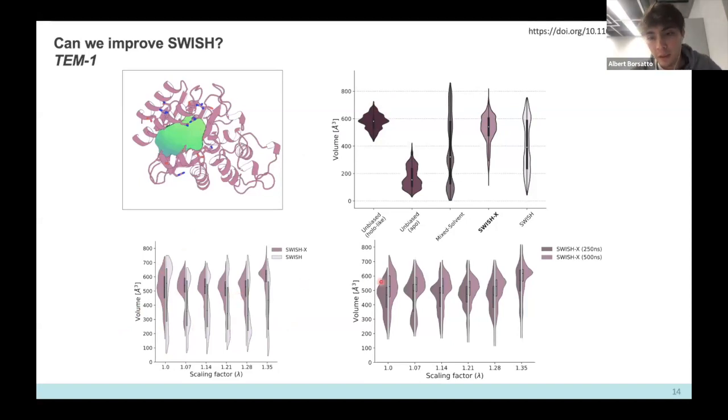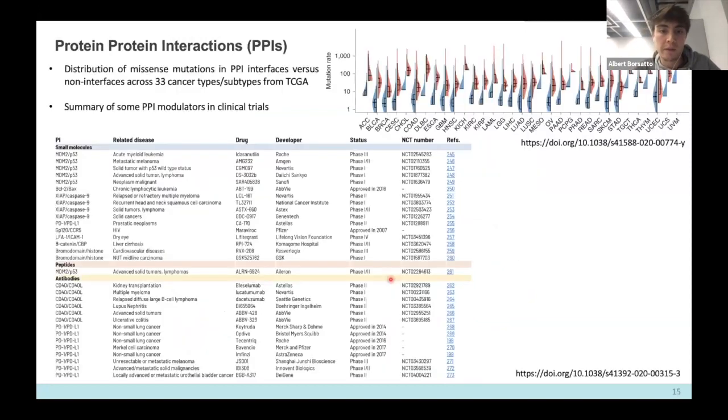And also, if we focus on the first 250 nanoseconds of simulation, each replica is 500 nanoseconds in total, but if we focus only on the first 250 nanoseconds, we can see that we already get, with SWISH expanded, good sampling of a pocket, meaning that we can do this in a much quicker way with respect to SWISH. So that was quite promising, and we decided to move to more interesting targets.